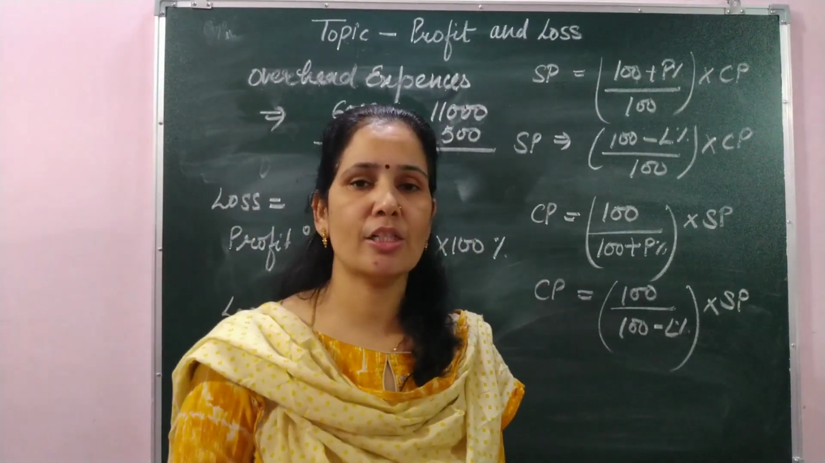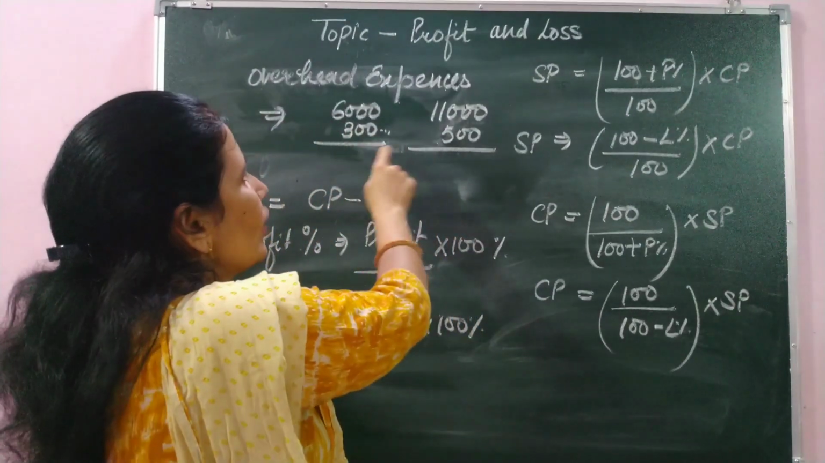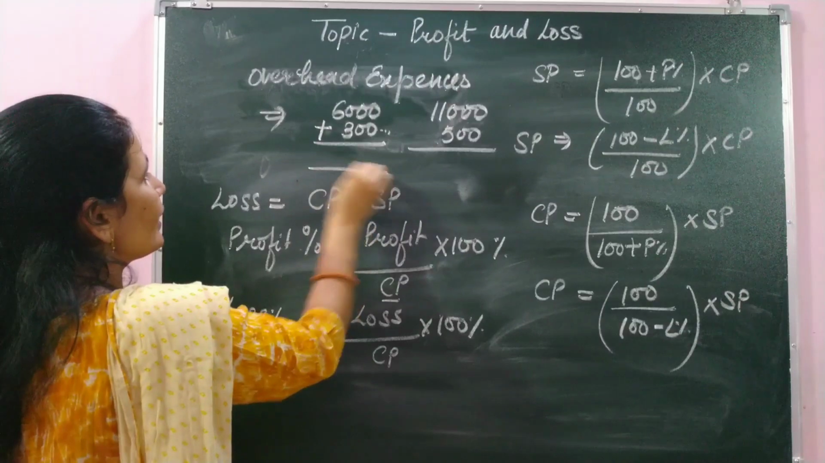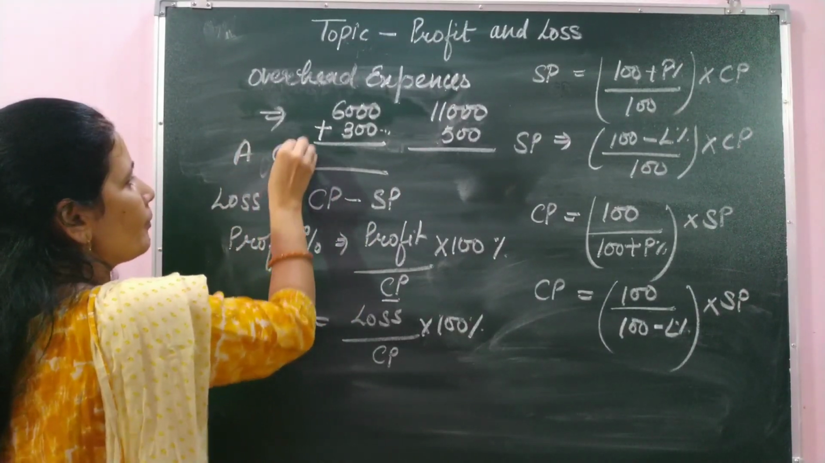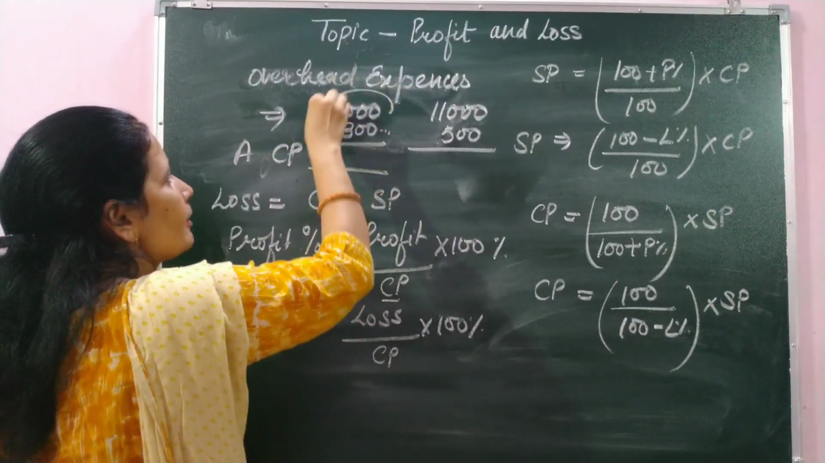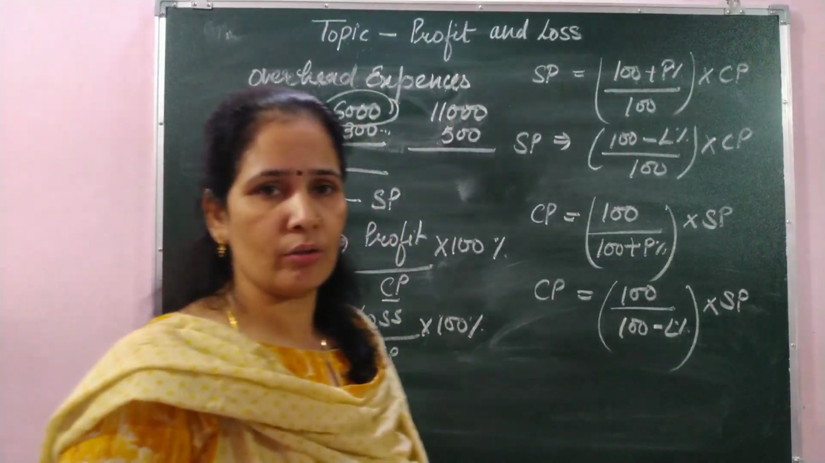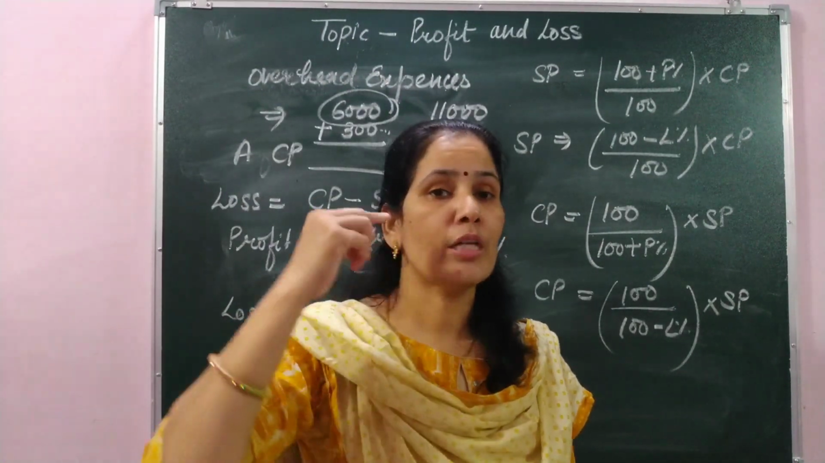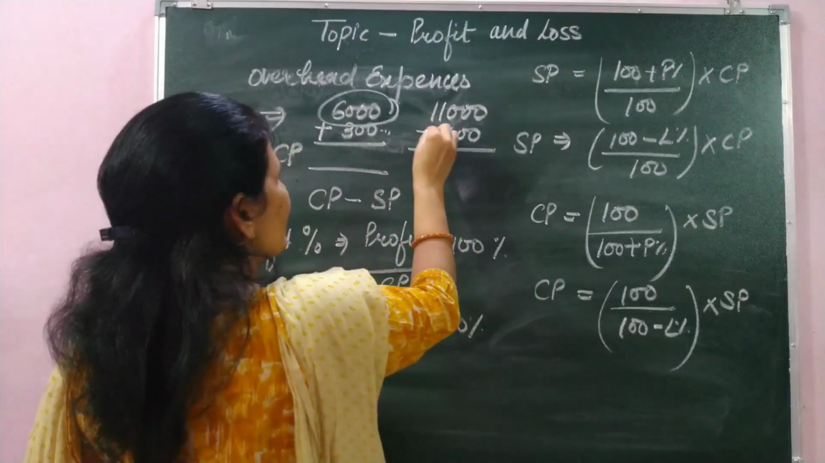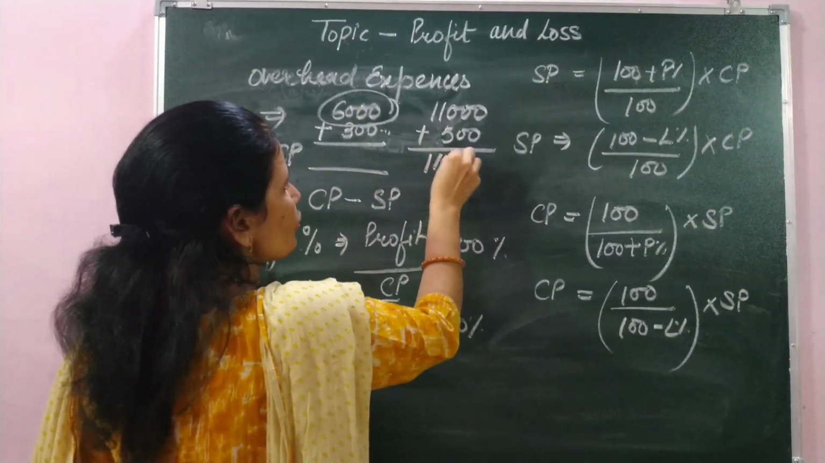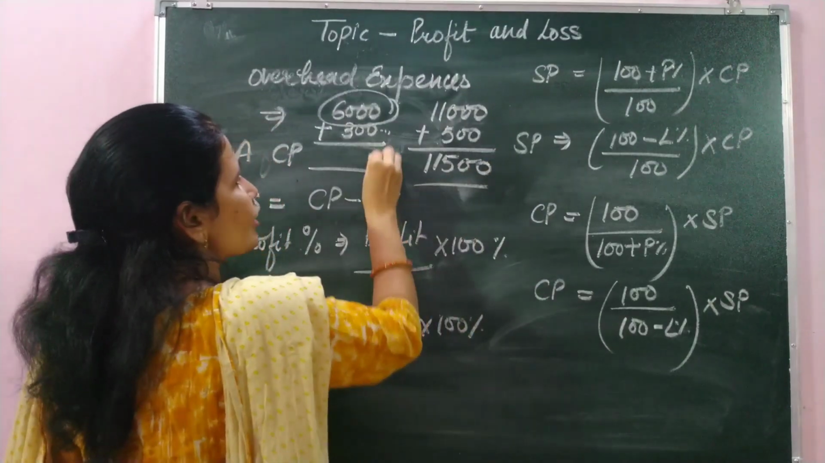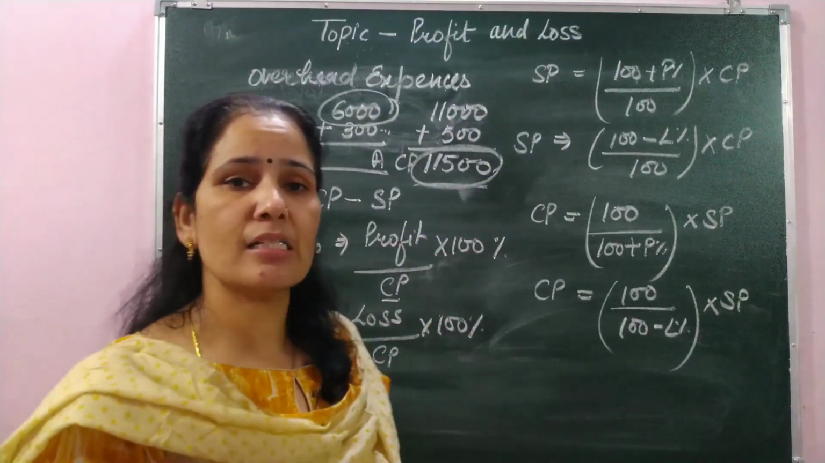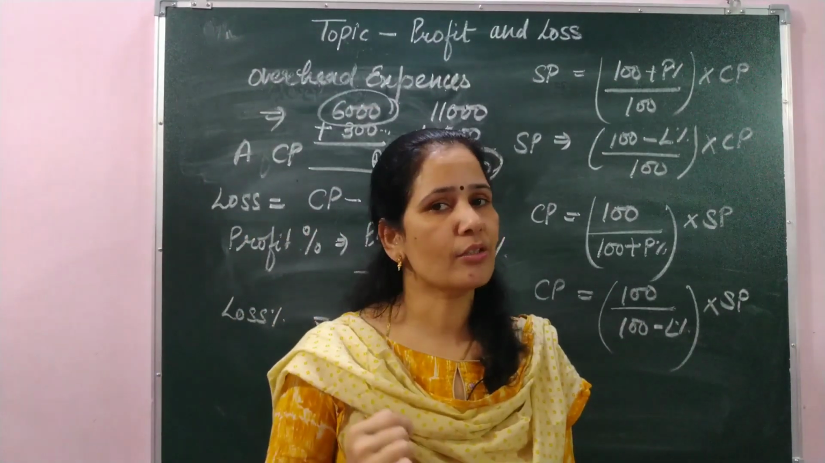So you might have understood very clearly what the overhead expenses are. Students, after adding overhead expenses, we get the actual CP. If you take only this CP, your answer will be wrong. Whenever overhead expenses are given in a question, calculate CP plus overhead expenses, and the price you get is your actual CP. We will use this cost price to calculate the next term they ask in the question.